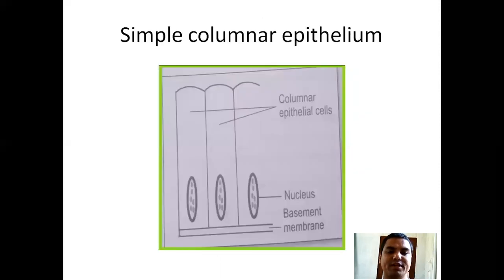This is the figure of columnar epithelium. These are elongated cells. The nucleus is not placed in the center of the cell; it is present in the peripheral region of the cell.